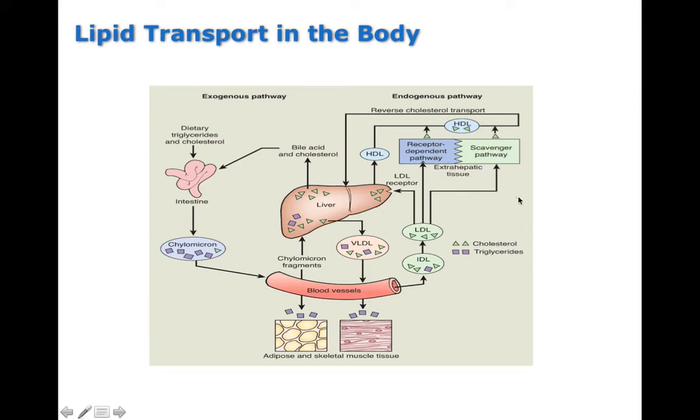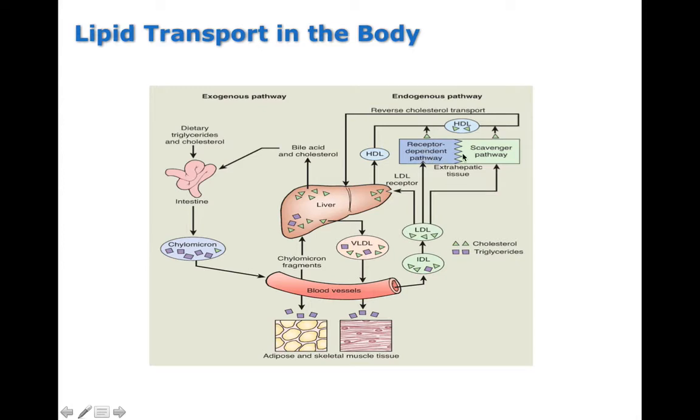We have a scavenger pathway and a receptor dependent pathway. The scavenger pathway is where immune cells can kind of scavenge any kind of loose bits of lipids that may have deposited within the tissues of your body. And then the receptor dependent pathway are where cells of your body can actually sort of bind to these lipoproteins and then take those lipids up into the cell.